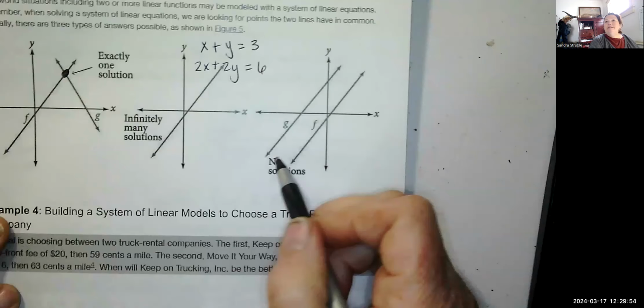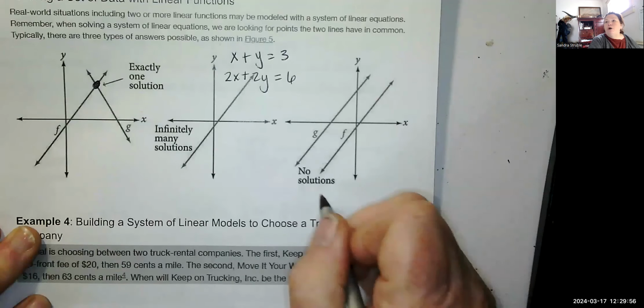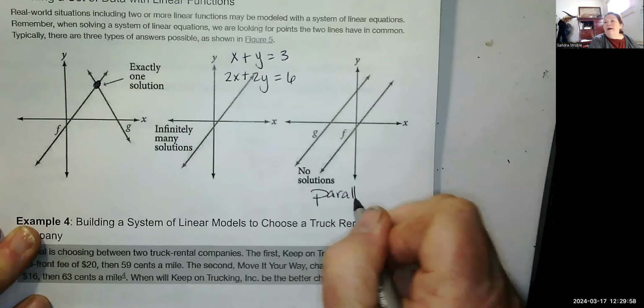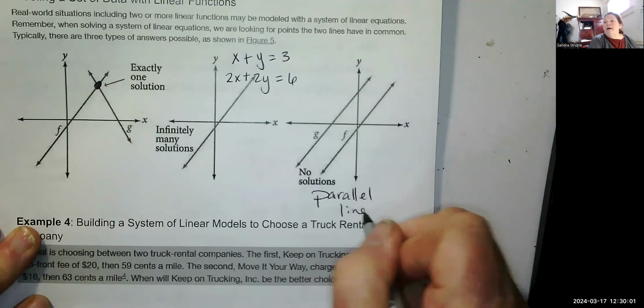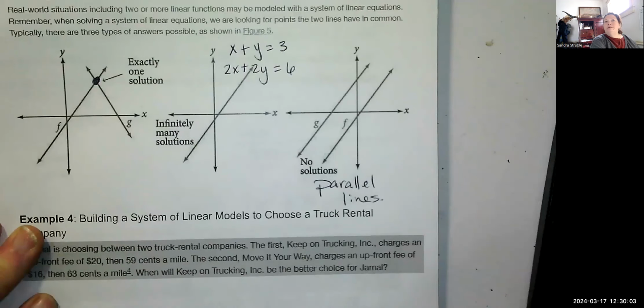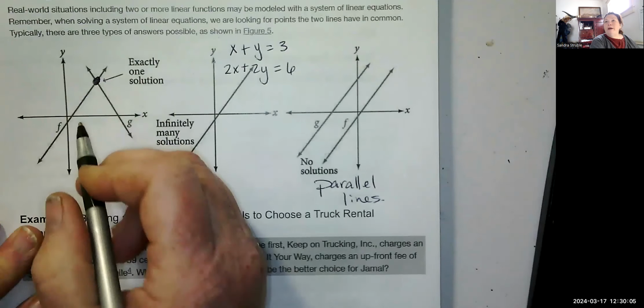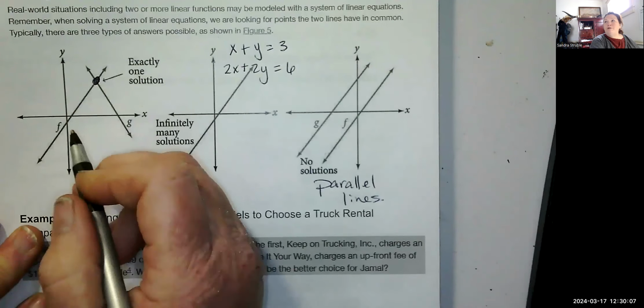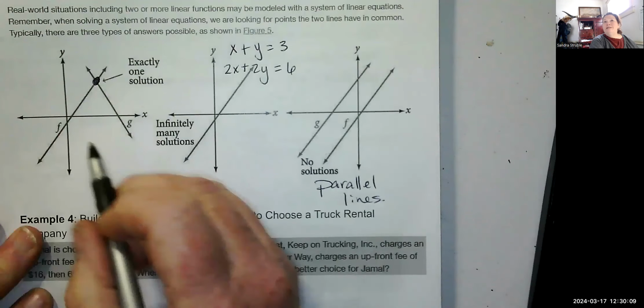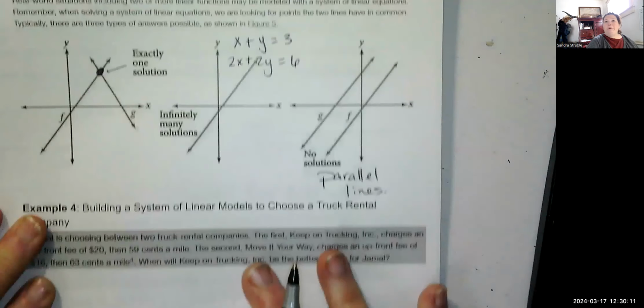The next one is no solutions at all, and these are parallel lines. They will never touch, okay? This is not perpendicular. They do cross each other, but perpendicular means they're going to create a right angle. This is not the case per se, all right?